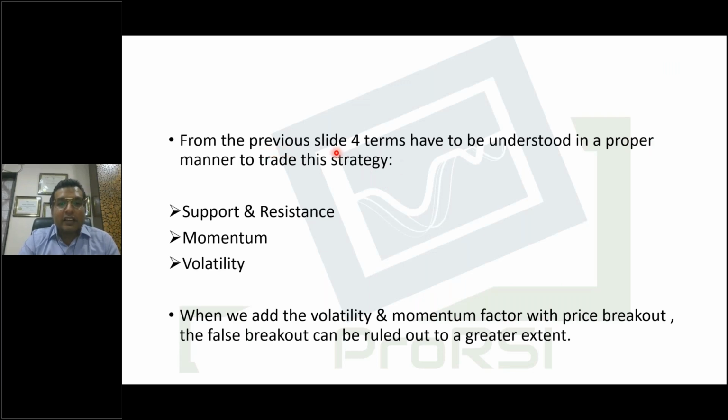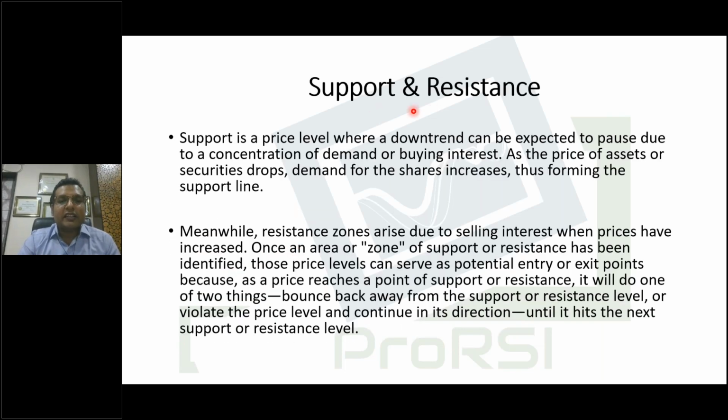From the previous slide, we have understood four terms: support, resistance, momentum, and volatility. When we add volatility and momentum factors to the price breakout, false breakouts can be ruled out to a greater extent. But I won't say that it will be 100% sure. Again, you will be very happy to trade breakouts with momentum and volatility confirmation. They will fail less.